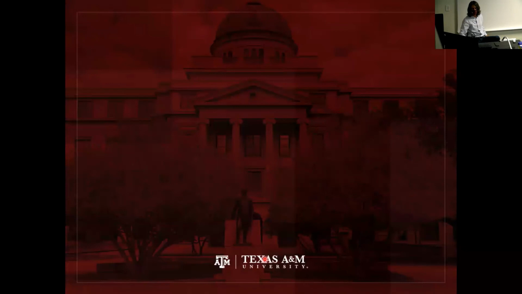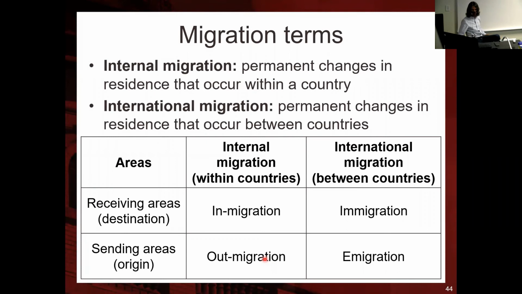Third, demographic component. Now I'm going to start talking about theories that try to explain migration. Why do people migrate? Why do people migrate from less developed countries to more developed countries? Why do people migrate from rural to urban areas?